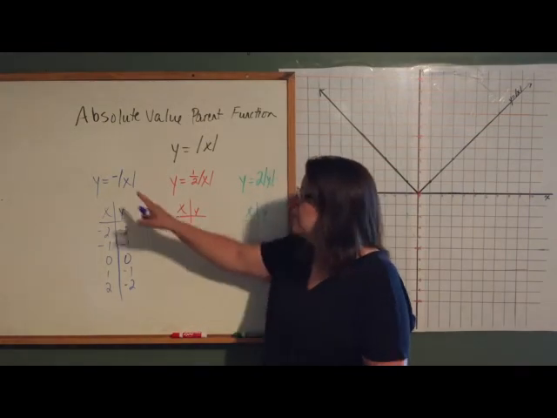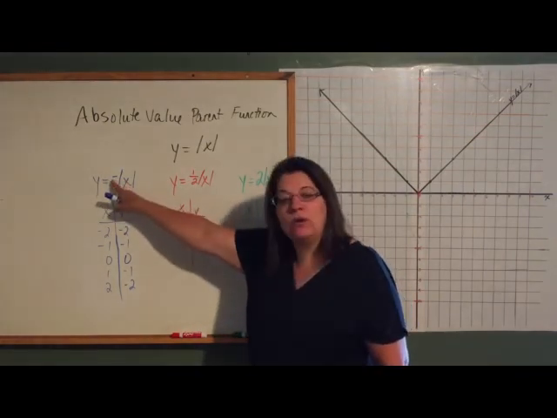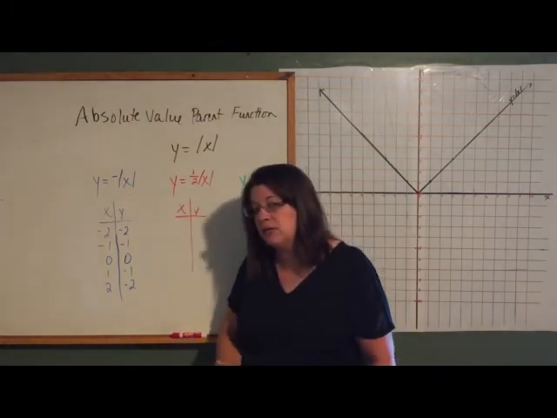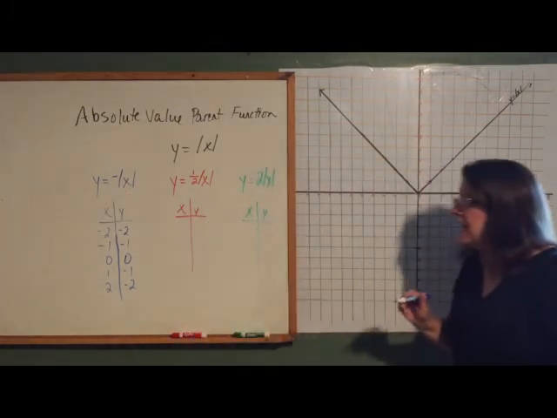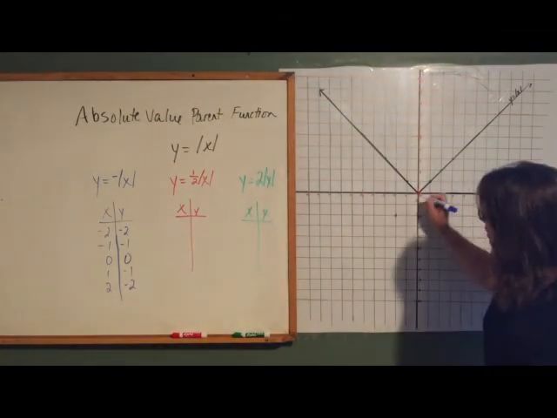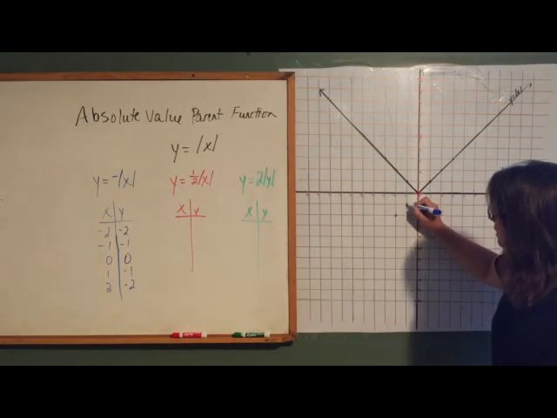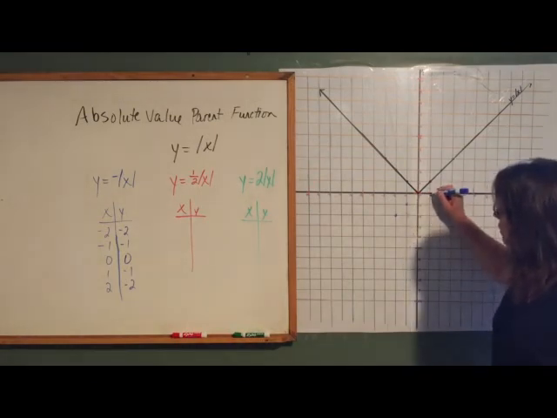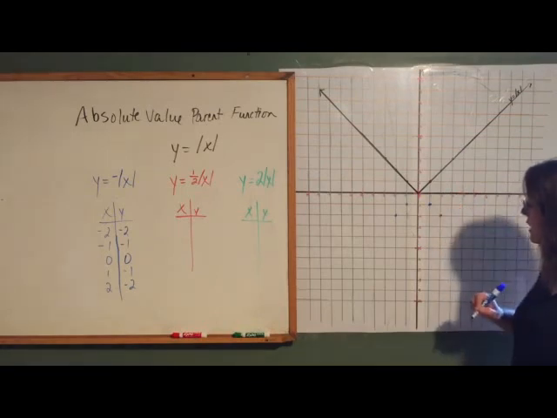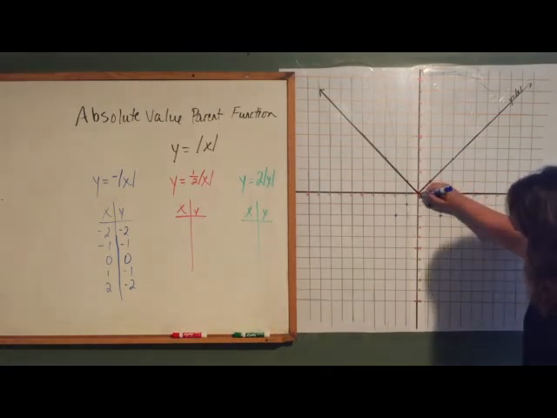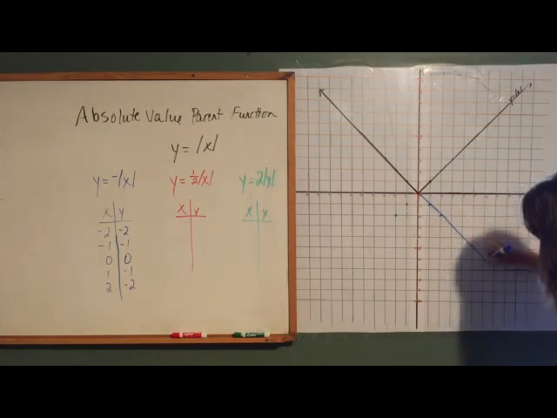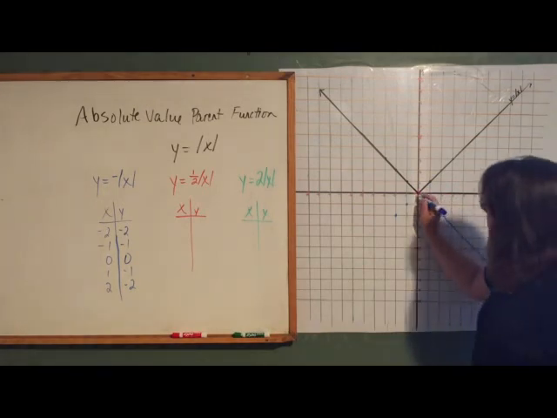Now, what did we say we thought the negative a would do to our function? Didn't we say it would flip it upside down? So let's see if that's what happens. -2, -2, -1, -1, 0, 0, 1, -1, 2, -2. And if you look at that, the absolute value function there with that -1 in front has been flipped upside down.